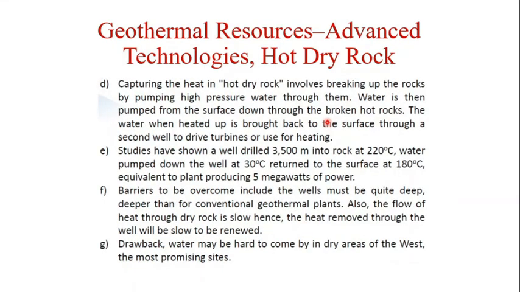Capturing the heat in the hot dry rock involves breaking up the rocks by pumping high pressure water through them. Water is then pumped from the surface down through the broken hot rocks. The water, when heated up, is brought back to the surface through a second well to drive turbines or be used for heating. Studies have shown that for a well drilled 3,500 meters into the rock at 220 degrees Celsius, water pumped down the well at 30 degrees Celsius returned to the surface at 180 degrees Celsius, equivalent to a plant producing 5 megawatts of power.